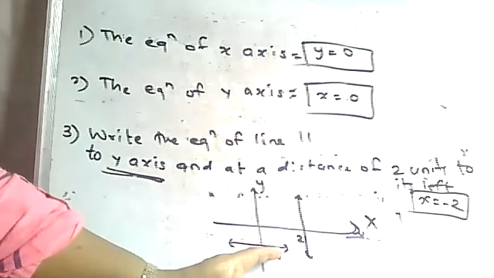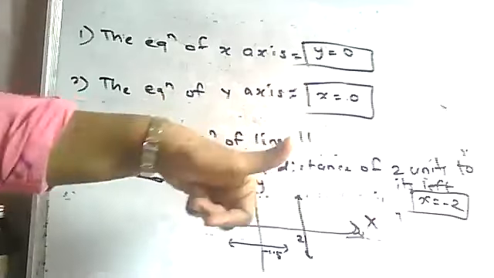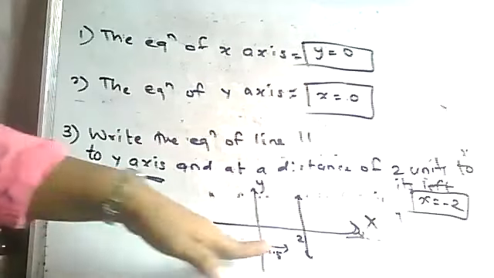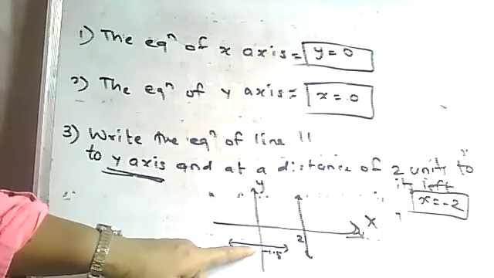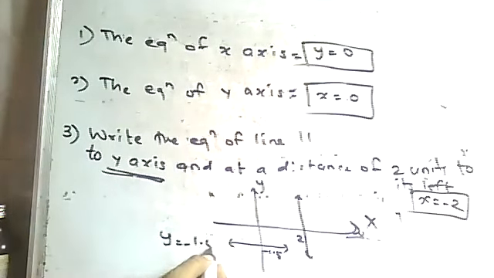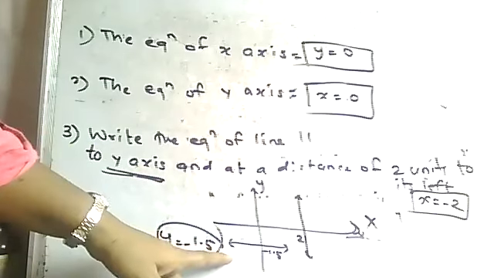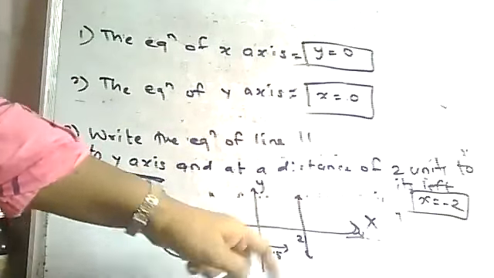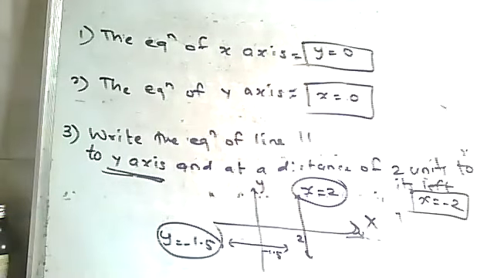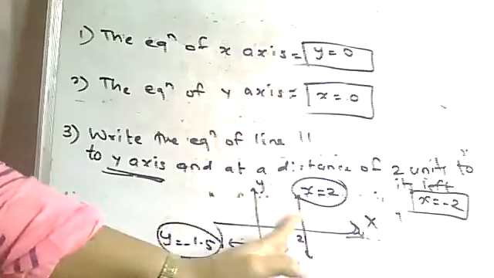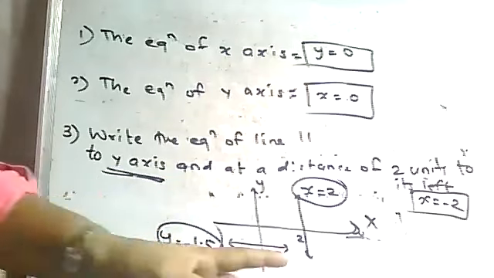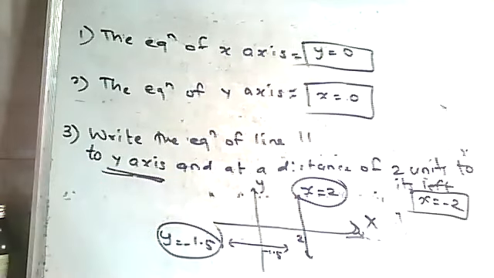See, this is parallel to x-axis, so there is no x-coordinate in it, so it will be in y. From where it goes, through what coordinate it passes, that is the equation. Y is equal to minus 1.5 is the equation of this line. And the equation of this line would be x is equal to 2, because it is parallel to y-axis, x is equal to something. So it passes through 2, so x is equal to 2.